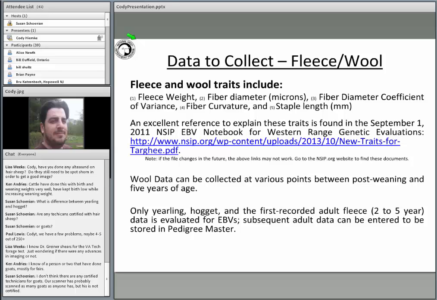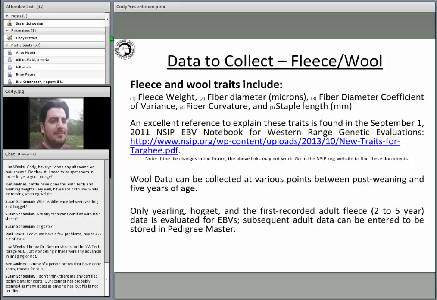And to actually read up on these specific EBVs, the Western Range Genetic Valuation Notebook, which I have the link there, is a very good one that helps explain those. And wool data can be collected at various points between post-weaning and 5 years of age, but it is important to note that the EBV is only generated on data that's submitted for the yearling, the hogget, and then the first recorded adult fleece weight.